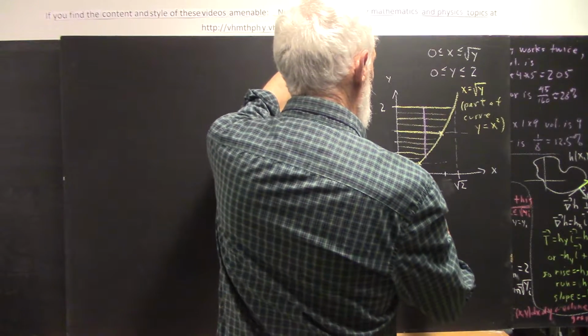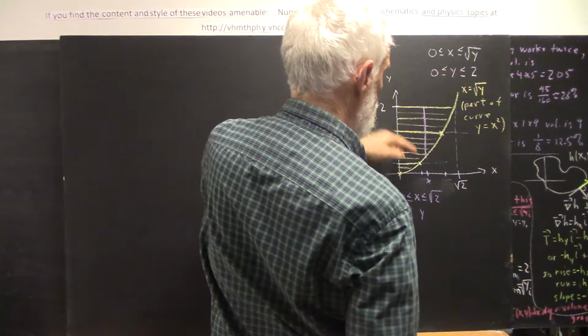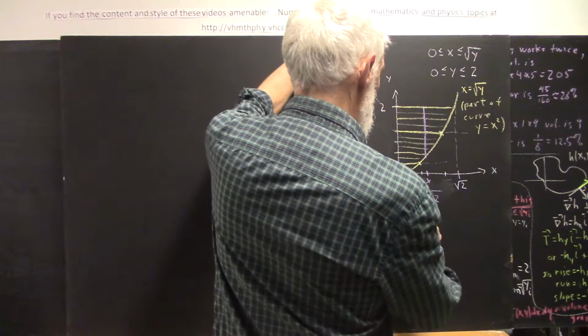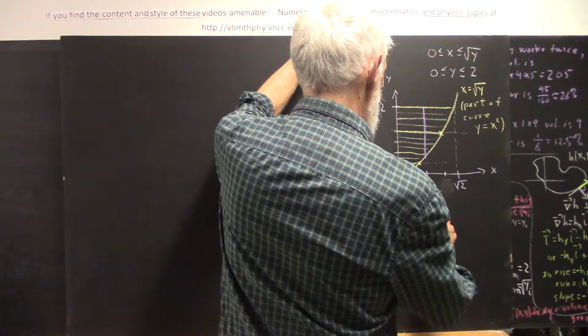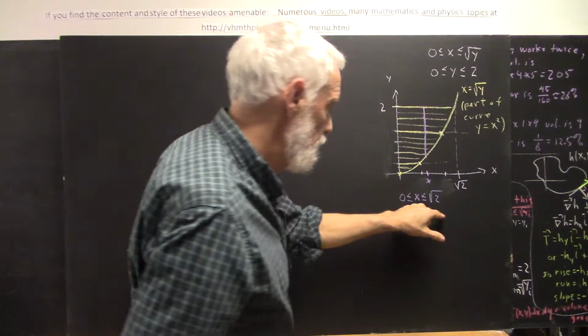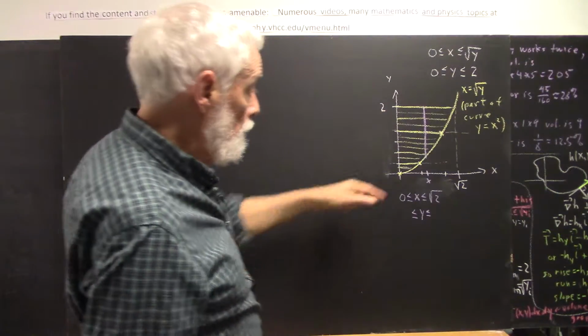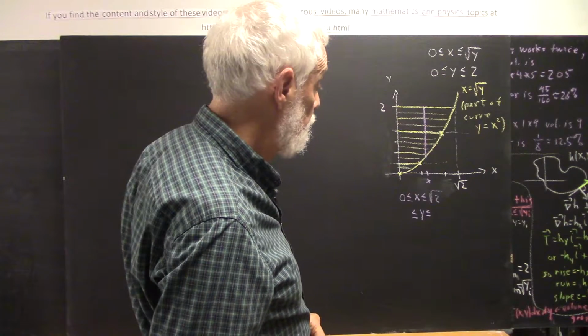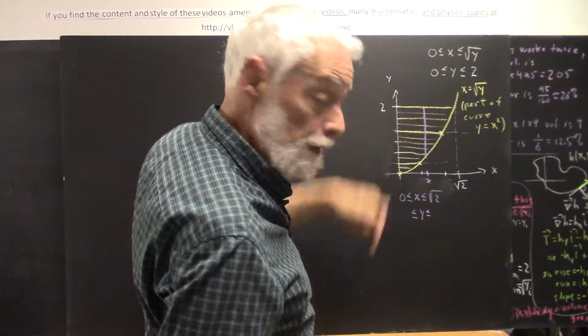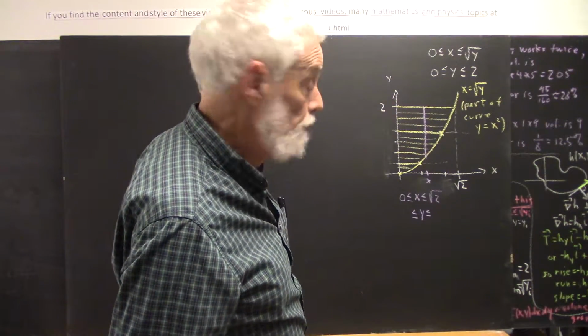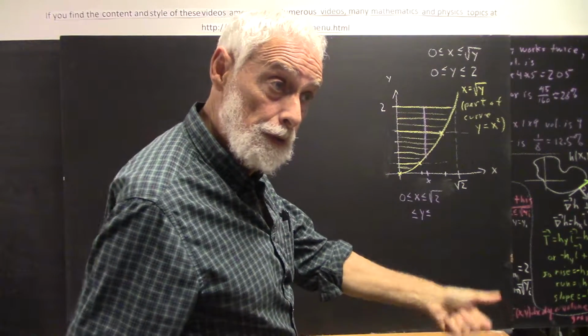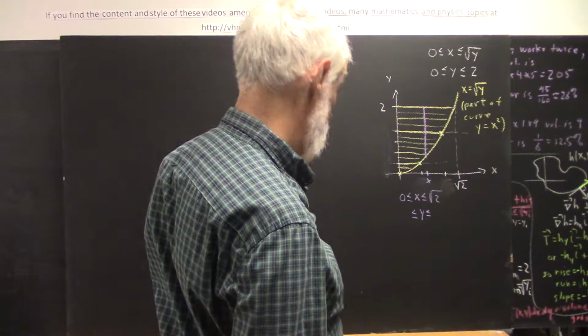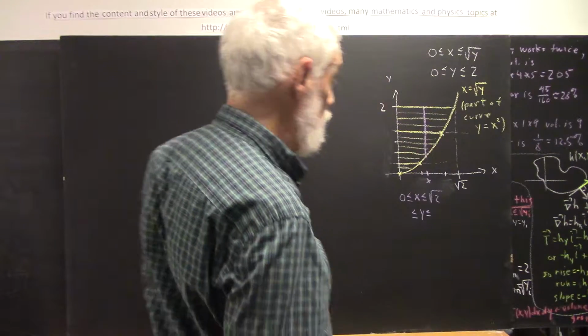What are our limits on y? We see that y goes from some value to some value. What value goes here and what value goes here? Well, for given x, what's the smallest value of y that we're going to have? And what's the biggest value of y that we're going to have? You should answer that question before I answer it for you. Okay, well, hopefully you've done that.